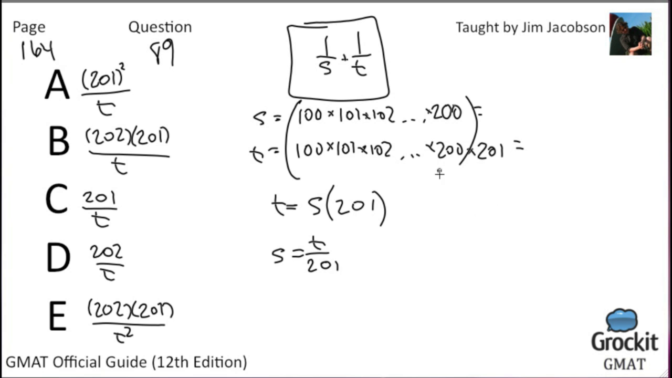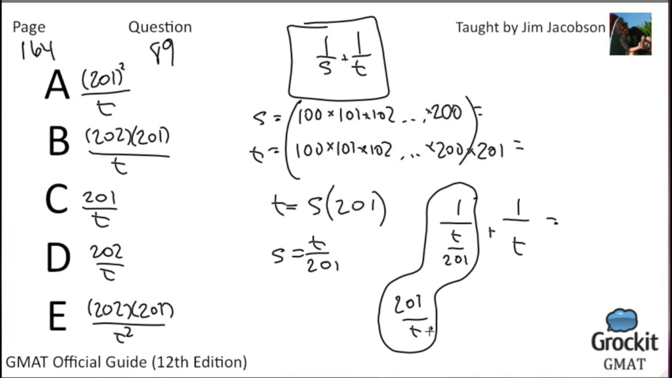We need to figure out 1 over s plus 1 over t in terms of t. So that's 1 over t over 201, plus 1 over t. When you have a fraction in a fraction, anytime you're given 1 over some other fraction, that's the same thing as that fraction's inverse. So 1 over t over 201 is the same thing as 201 over t. We are adding that to 1 over t.